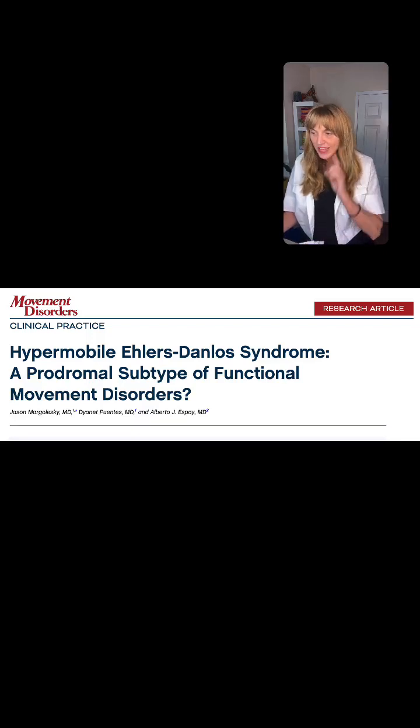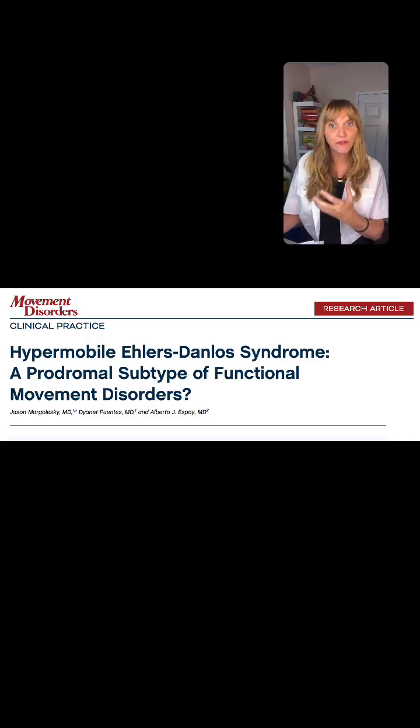Here it is. They looked at 16 patients with hypermobility disorders, Ehlers-Danlos syndrome, and 9 of those, so over half, were also diagnosed with FND. What they found, and this is why the question mark is there, is this prodromal? What they found is that for the most part, people were diagnosed with EDS before they were diagnosed with FND. So what they were wondering is, is this prodromal?